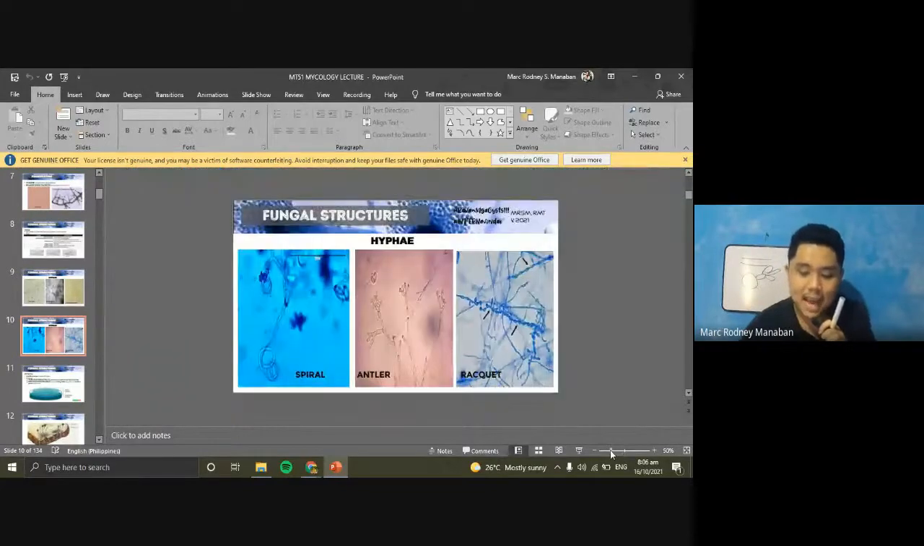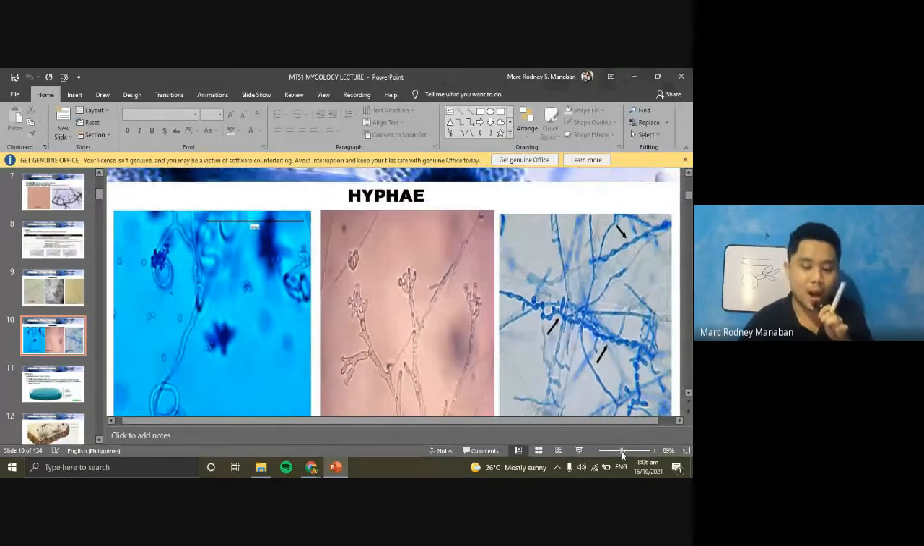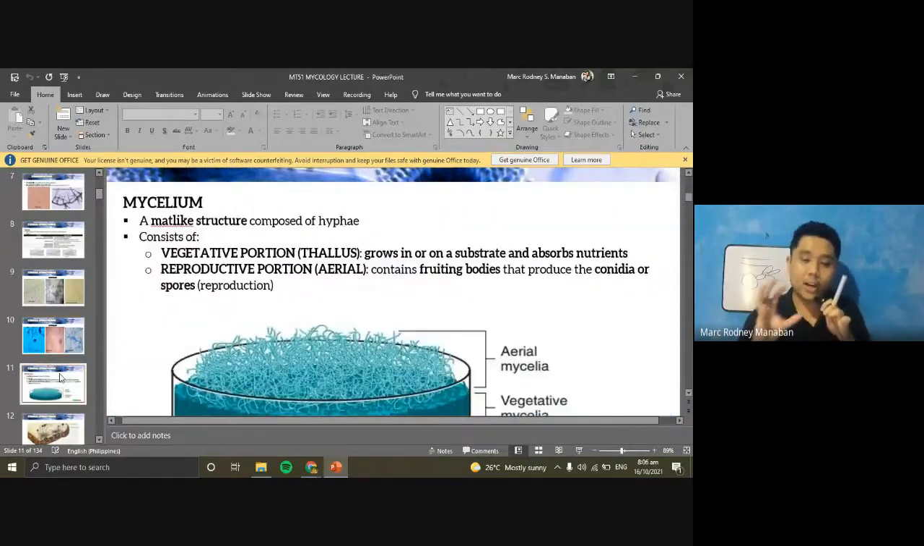So ang hyphae is the basic element of your filamentous molds or filamentous fungi. All right. Now, once these hyphae are grouped together, they are now known as your mycelium. Now, the mycelium is usually seen sa mga culture or sa environment kung asa sila nag-grow. All right. Now, the mycelium is again mat. Mura siya og mat, doormat, so mat-like structure, they're composed of hyphae, and there are two types. You have the aerial hyphae and the vegetative portion.